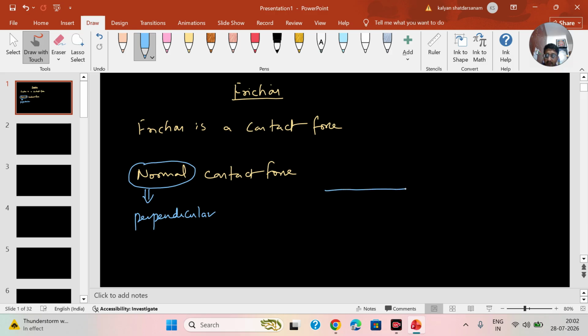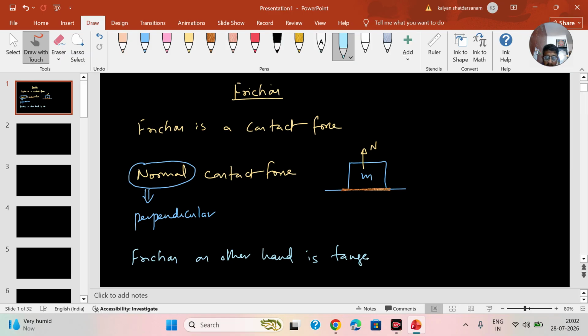So if I have a floor like this and I put a block of mass m, we know that this is the contact surface. What I am showing in the copper color, that's the contact surface. Perpendicular to the contact surface, in this direction, will be the normal contact force on the block. Whereas friction is the tangential component of contact force.